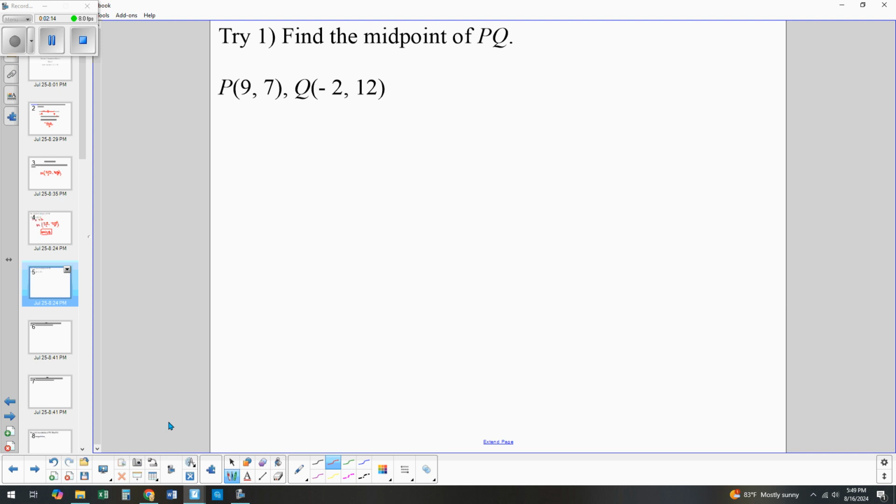Here's a try problem. If you want to do it, pause. Answers are posted online.